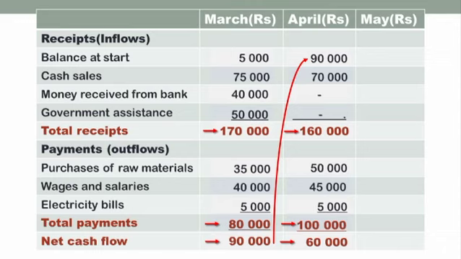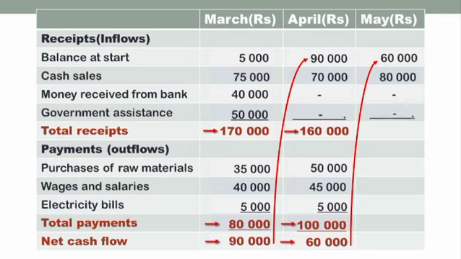Again, in the month of April, the balance at the beginning of April is 90,000 rupees, and at the end of April it is 60,000 rupees. This 60,000 rupees we will carry it forward to the month of May. Therefore, at the beginning of May, the cash balance will be 60,000 rupees plus cash sales 80,000 rupees. No money is received from bank and no government assistance is received. Therefore, the total receipts will be 140,000 rupees.